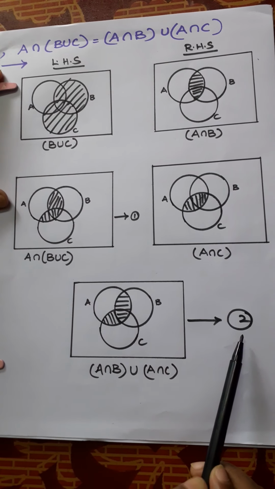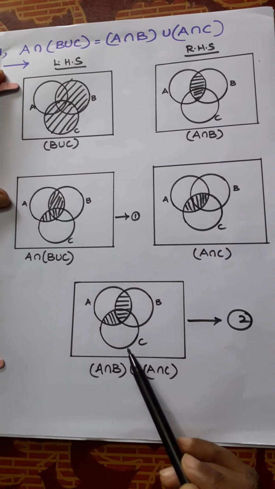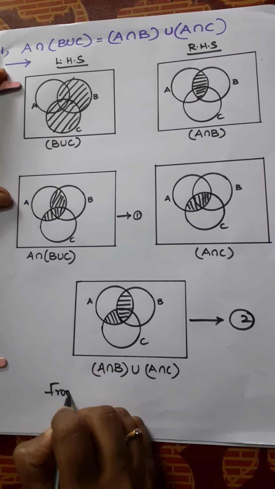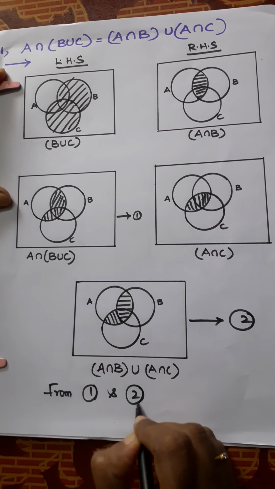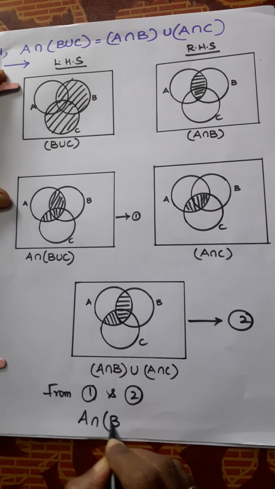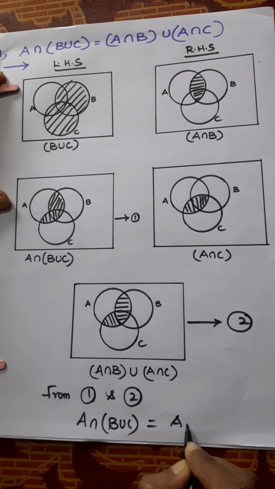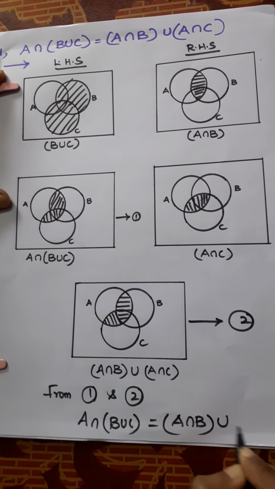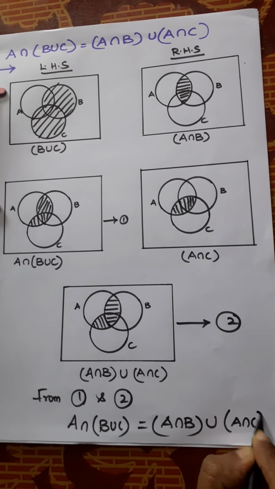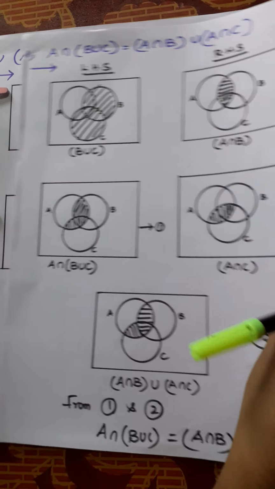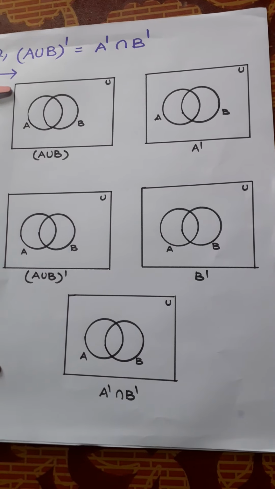Compare the first and second equation. The LHS value is equal to the RHS value. So, from 1 and 2, A intersection (B union C) is equal to (A intersection B) union (A intersection C). Okay. Next one.